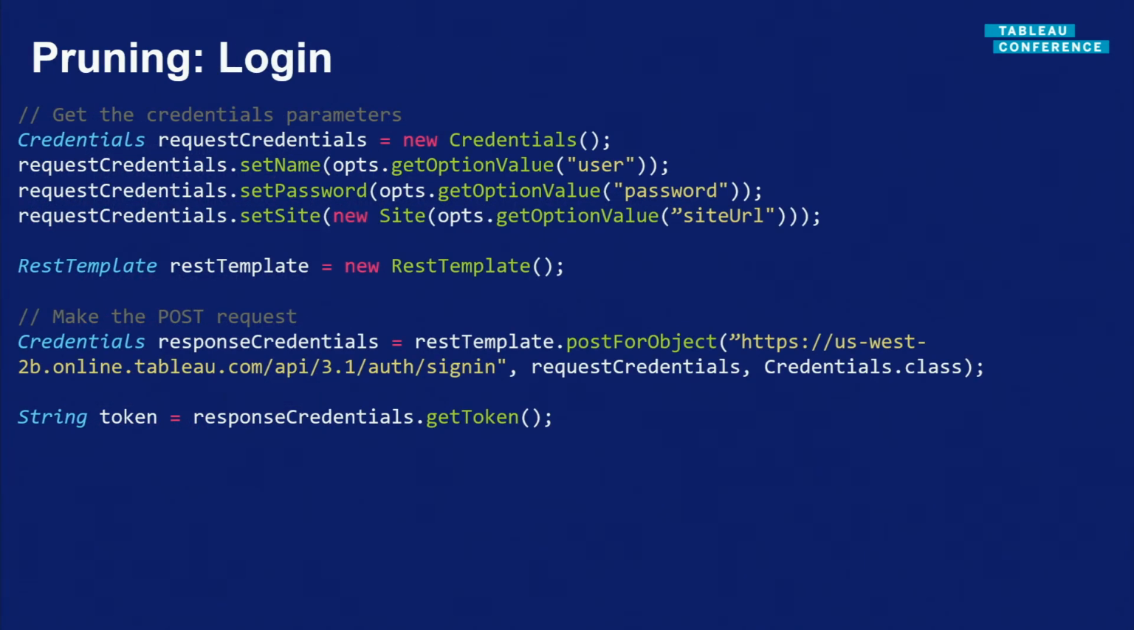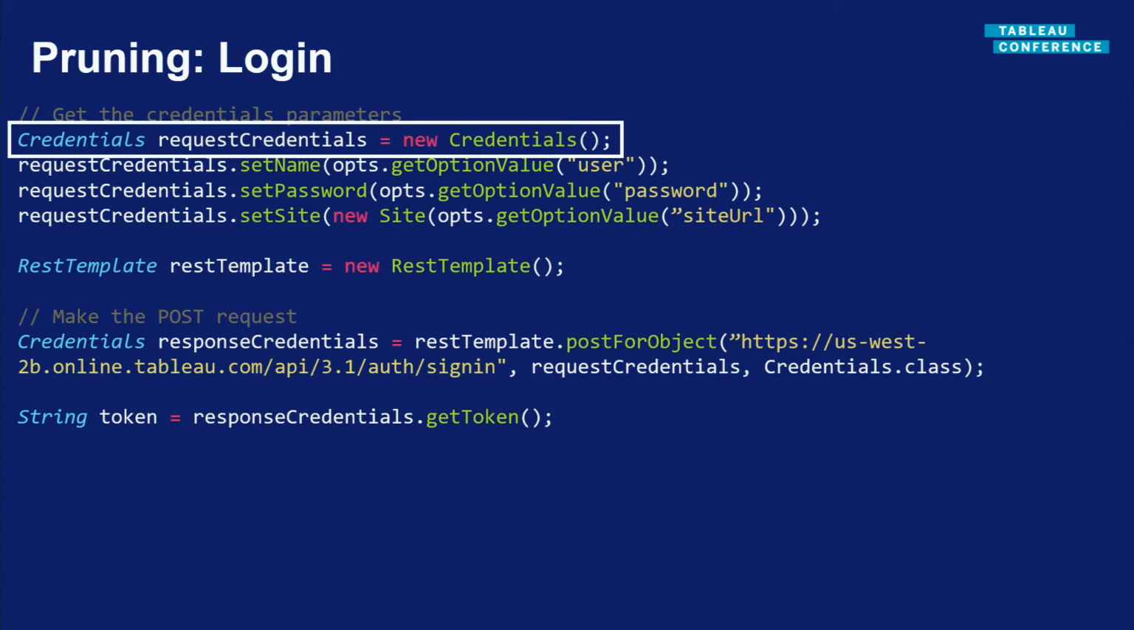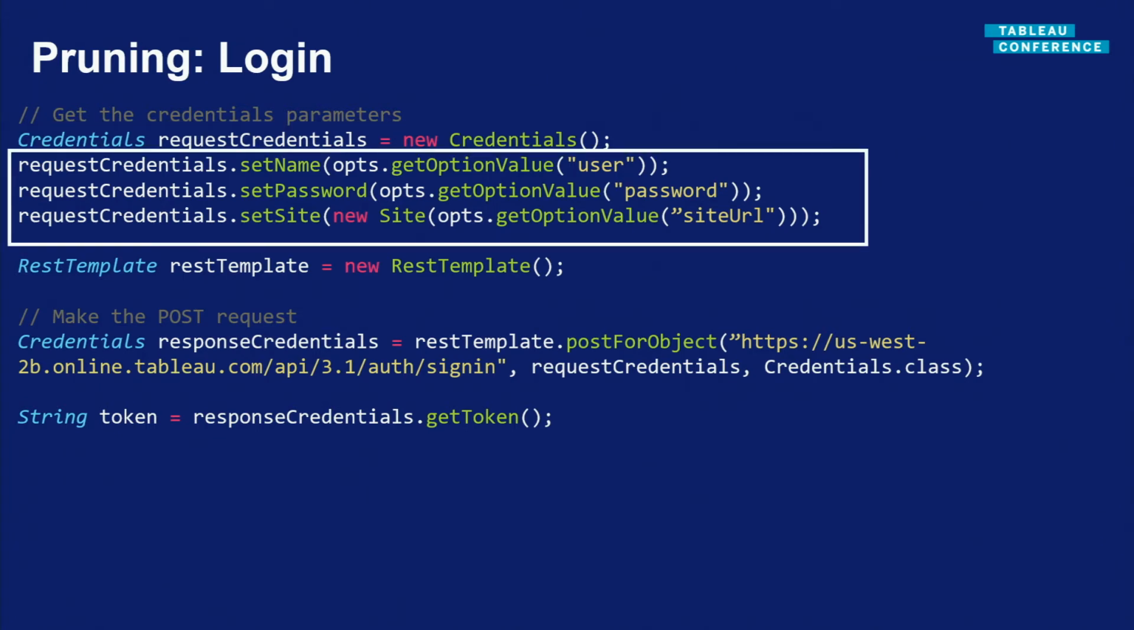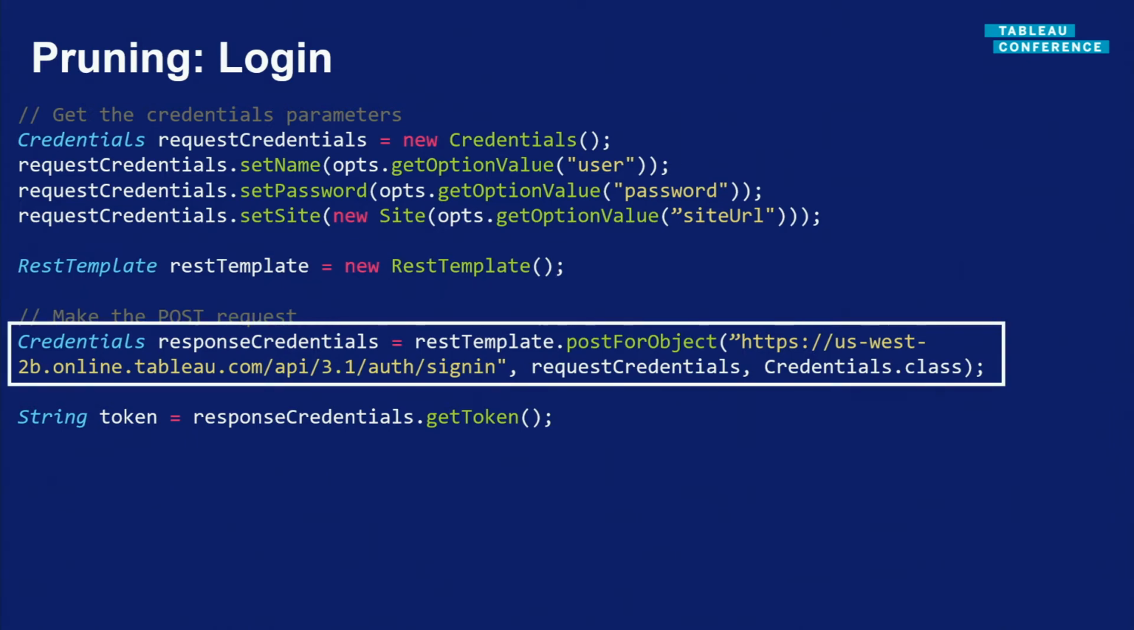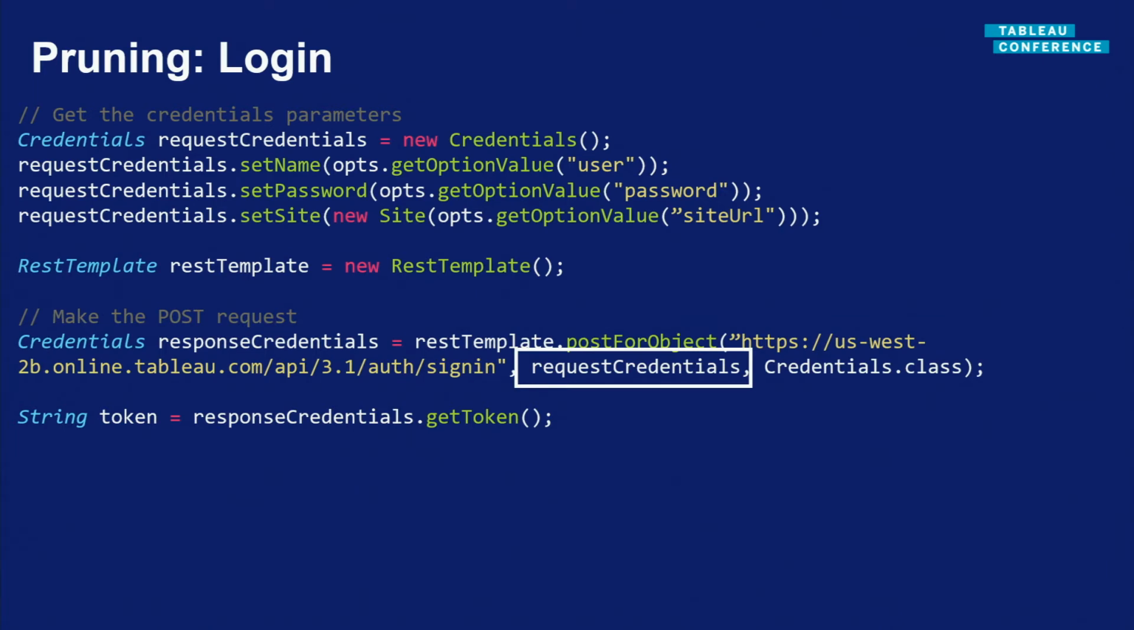We're then going to use REST template and this annotated credentials class to send the request and parse the response to log in to Tableau Server. So first, we create our credentials object. We're going to populate it with the username, password, and site URL. We'll then create a REST template object. And we're going to post to the sign-in URL using the credentials object as a payload and specifying that we are expecting a response that can also be deserialized into a credentials object.